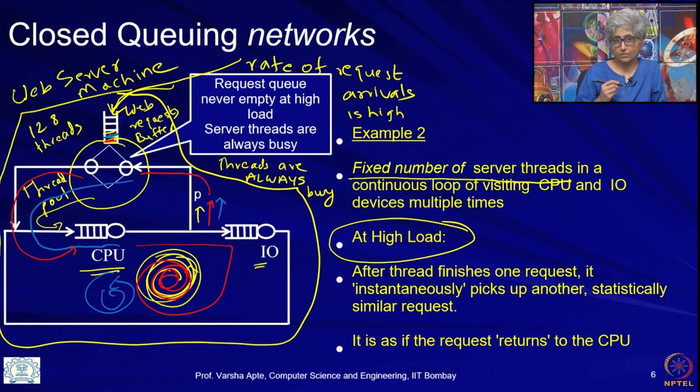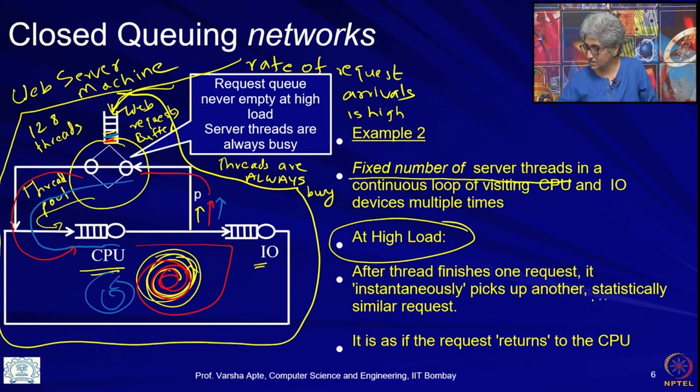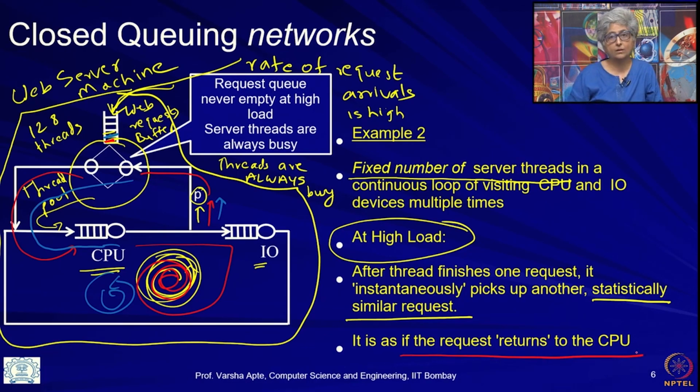A key assumption to note here is that if we assume that all these requests are statistically similar, okay, that means they have the same mean service time, the same branching probability P of finishing, the same variance and everything. Their service time distribution is basically the same, and their probability of wanting the IO versus finishing after getting the CPU is the same. Then it is as if the same request has come back into the system, right. It is as if the request has returned into the system, right.